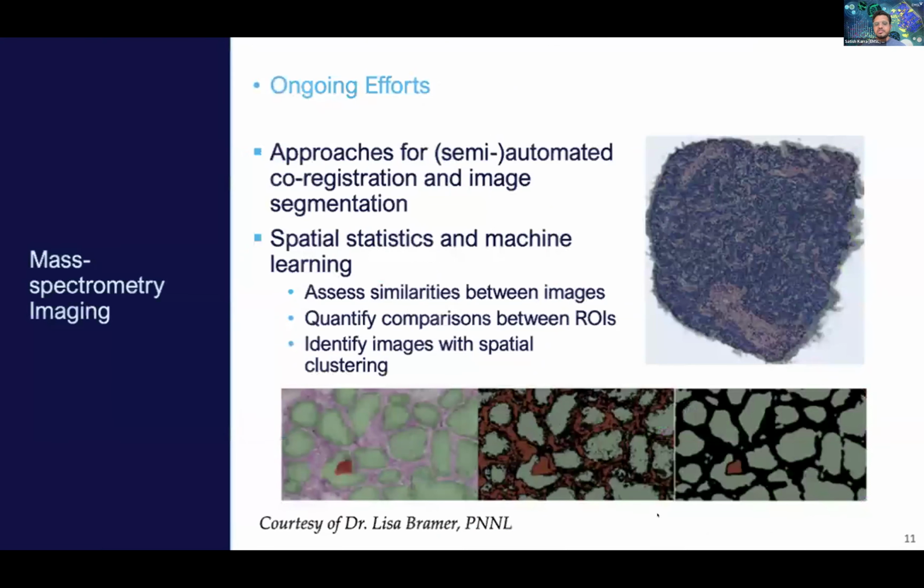In addition, in the space of mass spec imaging, we are developing approaches for semi-automated co-registration and image segmentation using techniques from statistics and machine learning. These are to identify similarities and quantify comparisons, and also to identify spatial clusterings in the images.